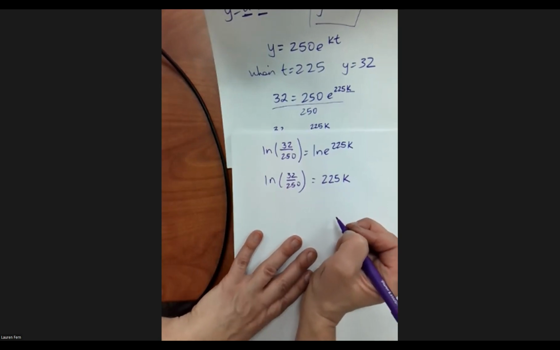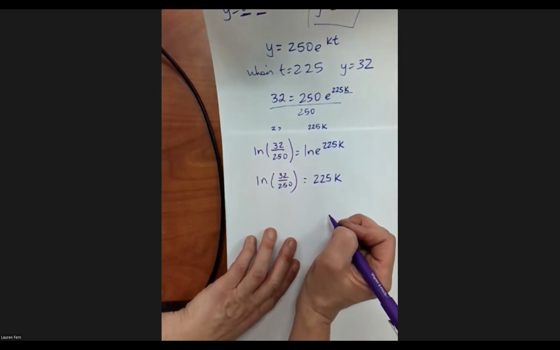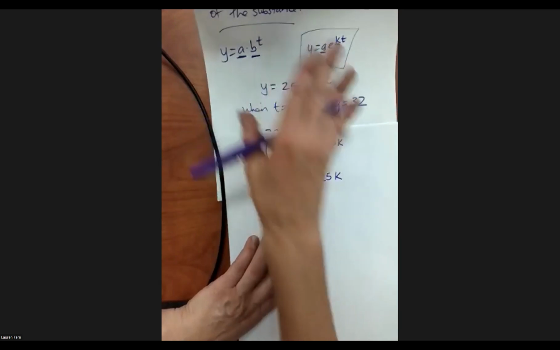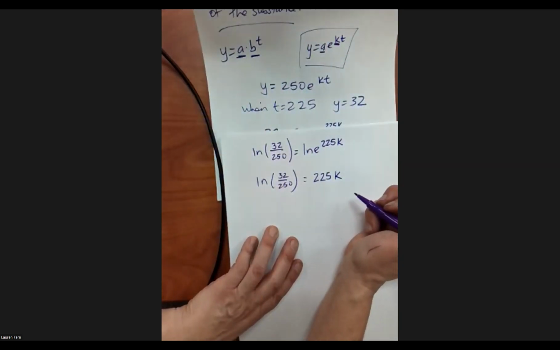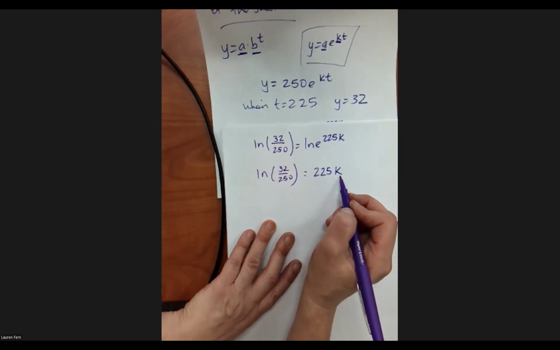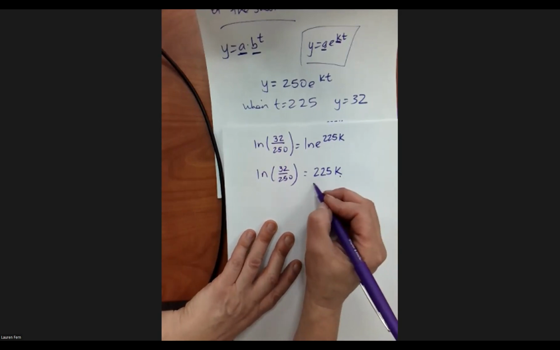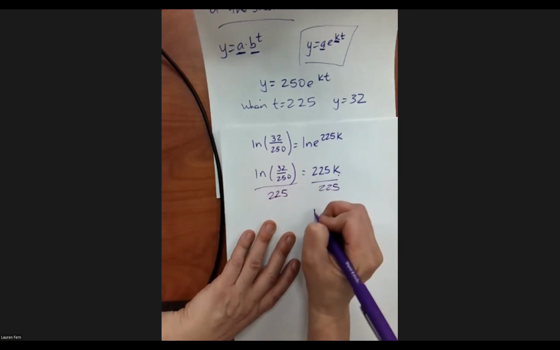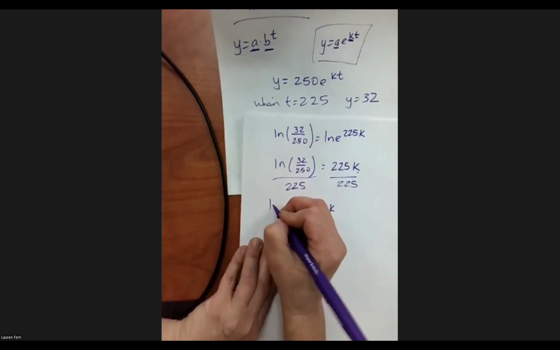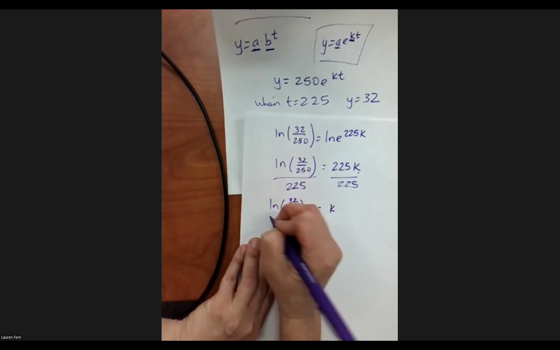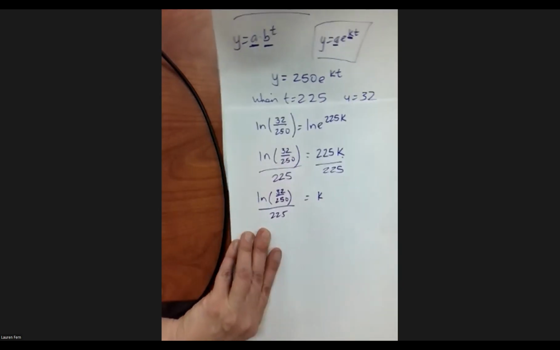If you have any questions, please, please, please ask. Now notice, we haven't even started to find the half-life. We're just trying to find the silly equation. Okay, well, how do we get K alone? Divide both sides by 225. So our decay constant is going to be whatever the natural log of 32 over 250 divided by 225 is.